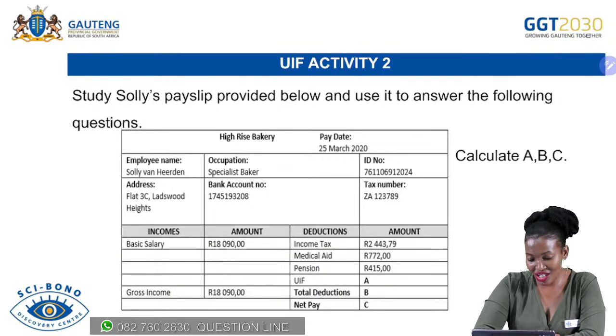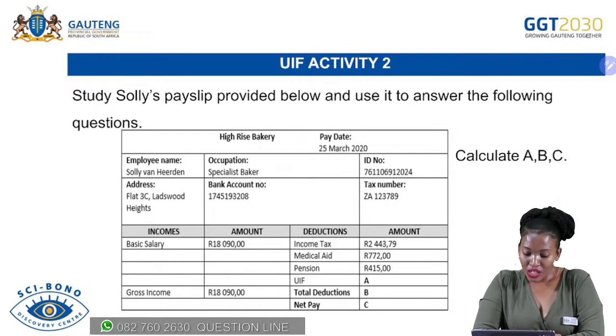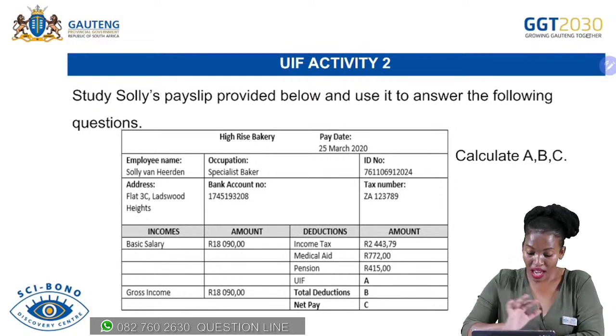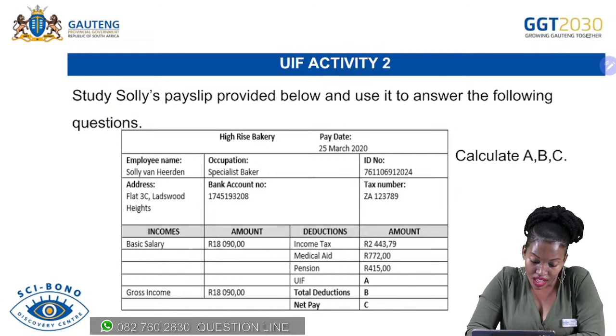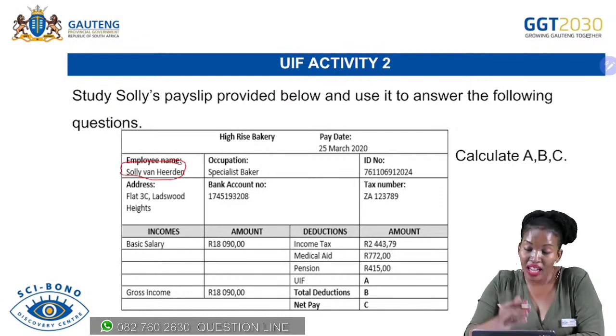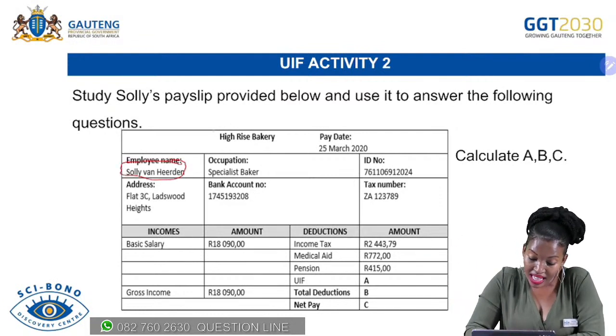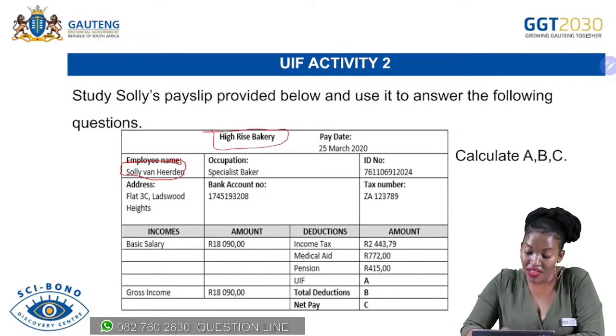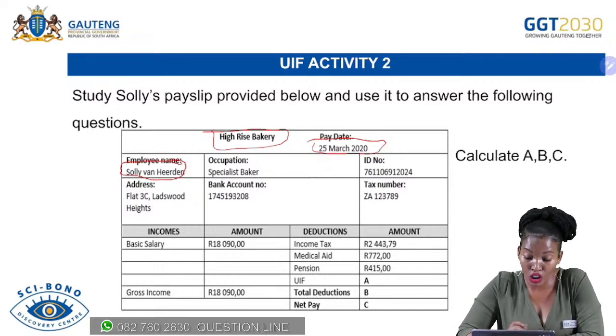The second question: study Solis' payslip provided below and use it to answer the following questions. So we have a payslip here. They've already told us the name of the employee. It is Solis. And who's the employer? It is High Rise Bakery. And then the pay date is the 25th of March 2020. What is Solis' occupation or job title?